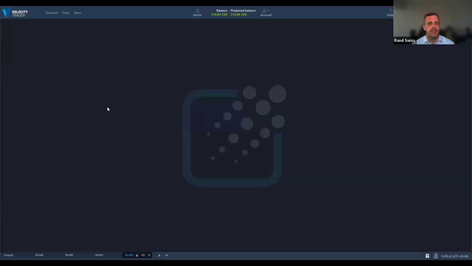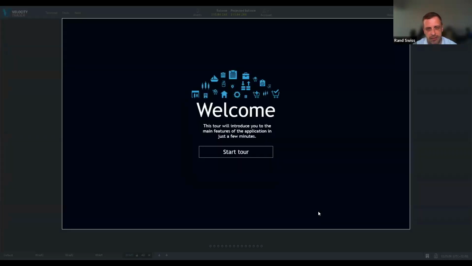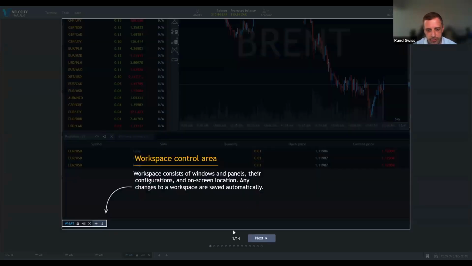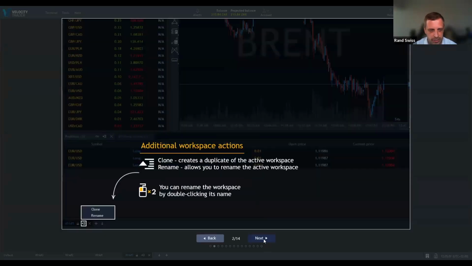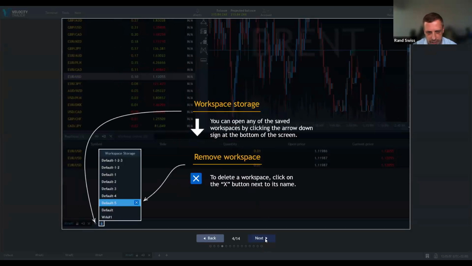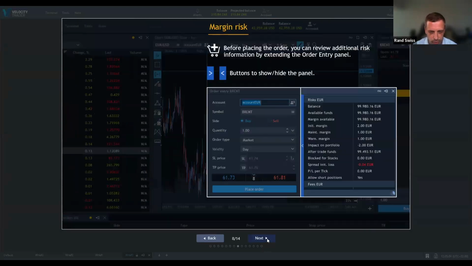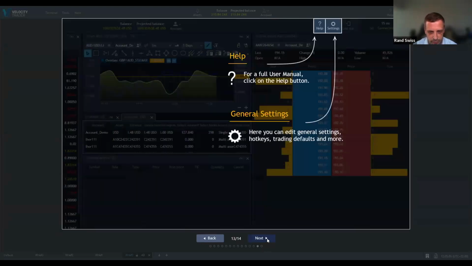Okay, so this is the Velocity Trader platform. The first time you log into this platform, you will actually be welcomed by this little notification, a welcome tour. And then it will take you through the platform and tell you exactly where everything is and what to do. It's like a very quick little way just to figure out how the platform works.